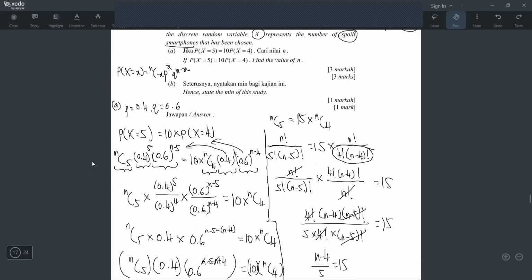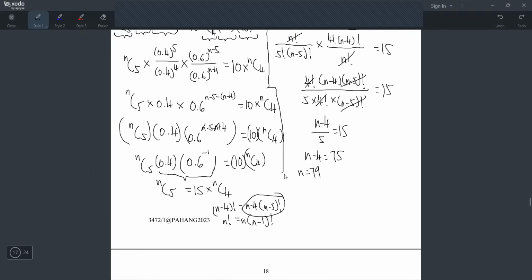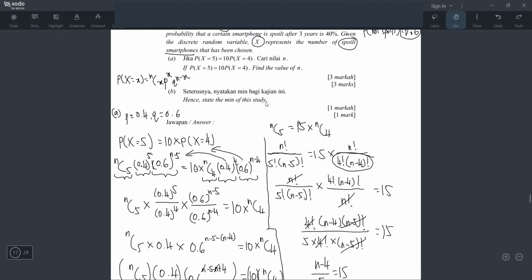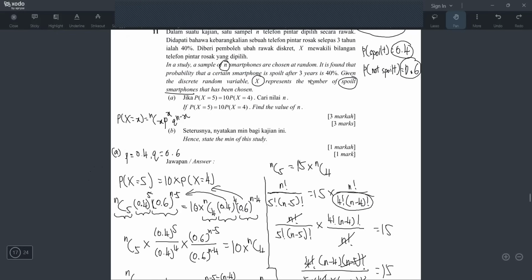This is a binomial question, so of course you can use the binomial mean formula, which is n times p. The n you found already, 79. The p depends on which one is the success. If they want the mean for spoiled phones, then you take the probability of spoiled phone to be the p. So now you want the mean of this study, and in this study, what is considered success? Spoiled, right? Because in this whole question, in the last line they mentioned the number of spoiled smartphones. It means this study is to study how many spoiled smartphones. It means spoiled is considered success.